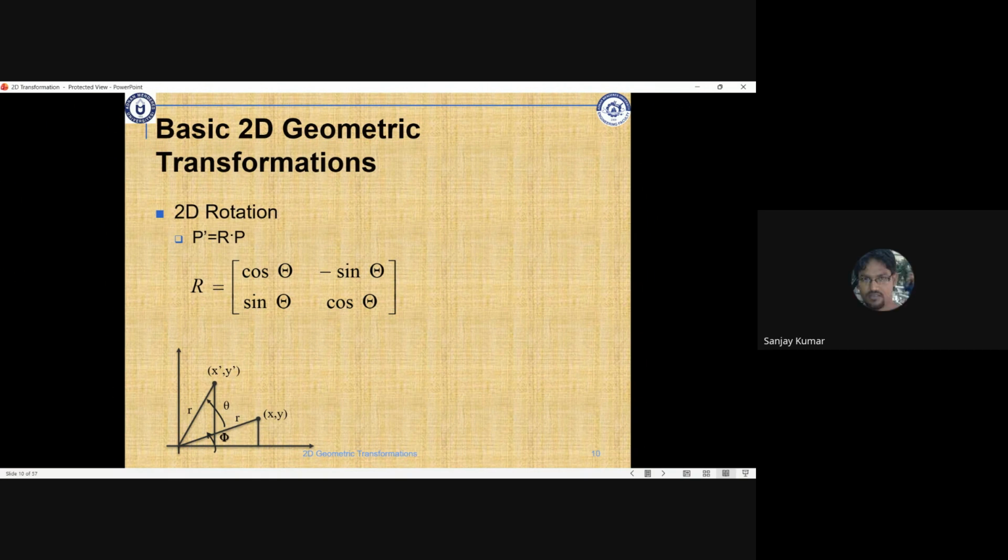Sir, what is written in this box? Cos theta, minus sin theta and sin theta, and the sign is missing. Sorry: cos theta, minus sin theta, sin theta, plus cos theta. The plus is missing here, isn't it?